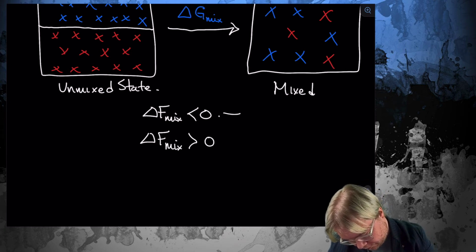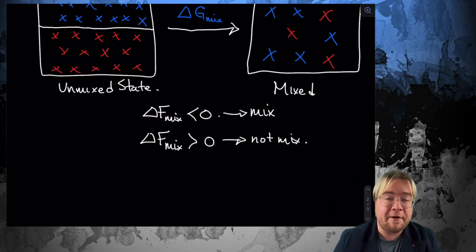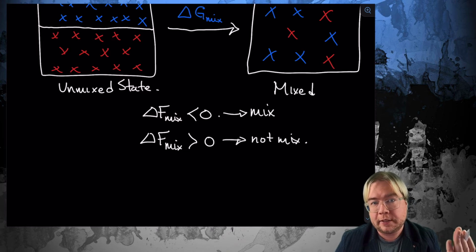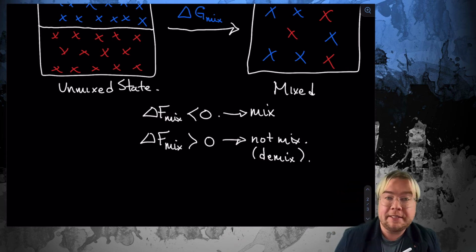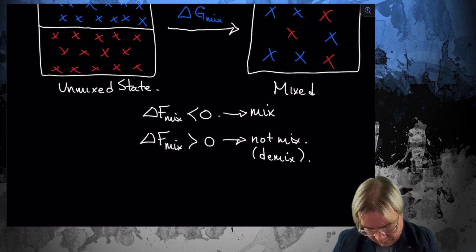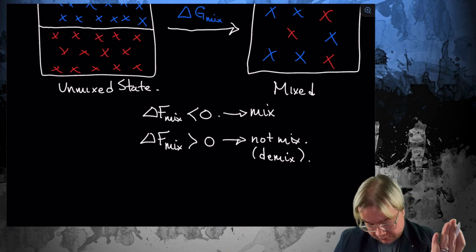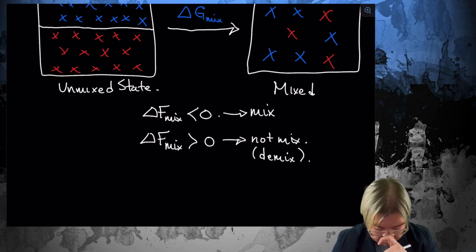If it's less than 0, it will mix. Greater than 0, it will not mix. And if you prepare it in a mixed state, i.e. you shake up the bottle of salad dressing, then you'll find that your system will demix. And there's many different ways that it can demix, and we'll talk about those in an upcoming video. So clearly our job here is just to figure out, well, what is the free energy change upon mixing?